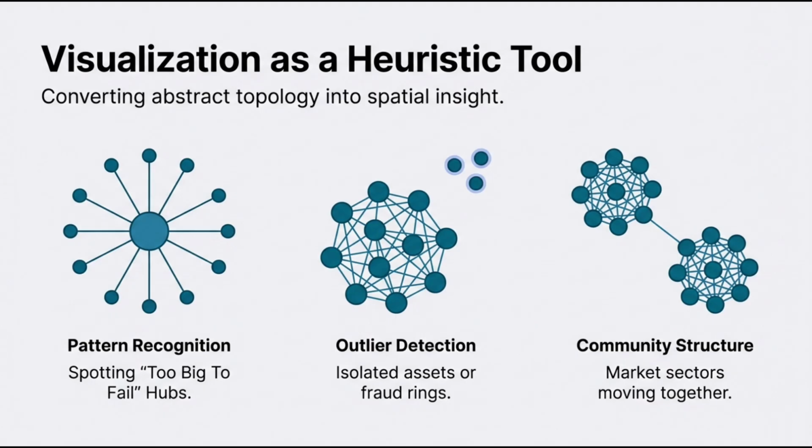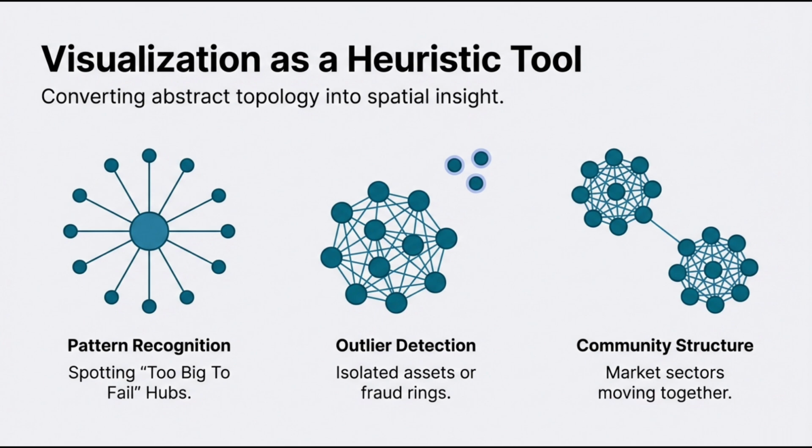This slide shows 3 examples. First, pattern recognition helps us identify hub-like structures, such as institutions that may be too big or too central to fail. Second, outlier detection can reveal isolated assets or suspicious rings, which is useful in fraud analysis or anomaly detection. Third, community structure helps us see groups of nodes moving together, such as market sectors in a correlation network.